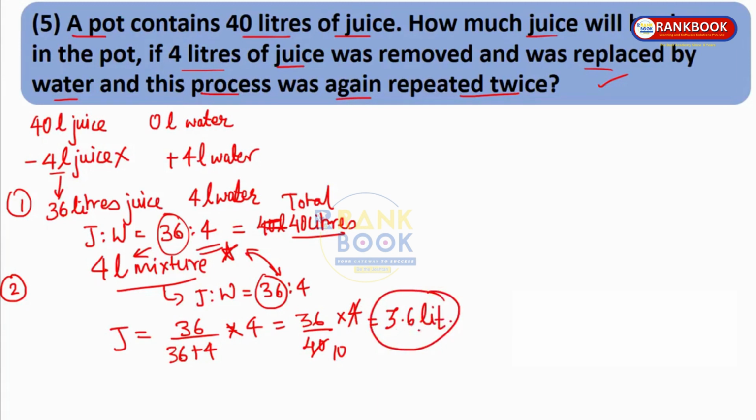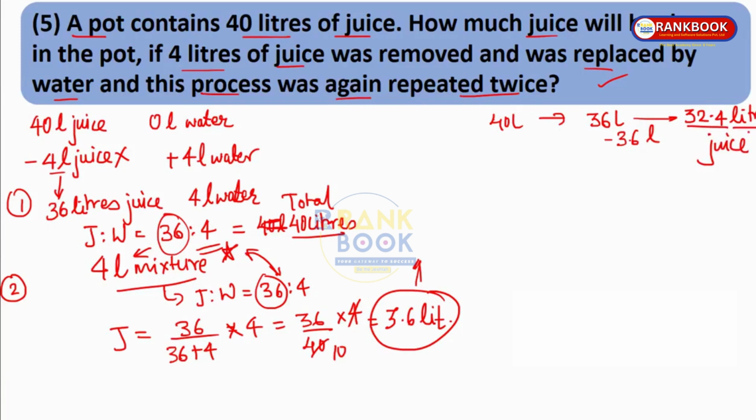So juice removed right now was 3.6 liters. Initially 40 liter juice was there, then you remove 4 liter juice and you got 36 liter juice. After that you removed 4 liter mixture. In that mixture 36 liter juice was there. So now how much is the amount of juice left? 36 liter minus 3.6 liter, that is 32.4 liter juice has been left in the pot.